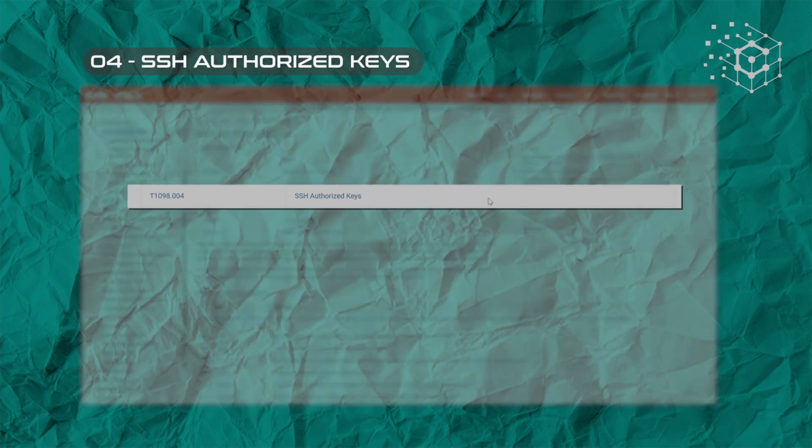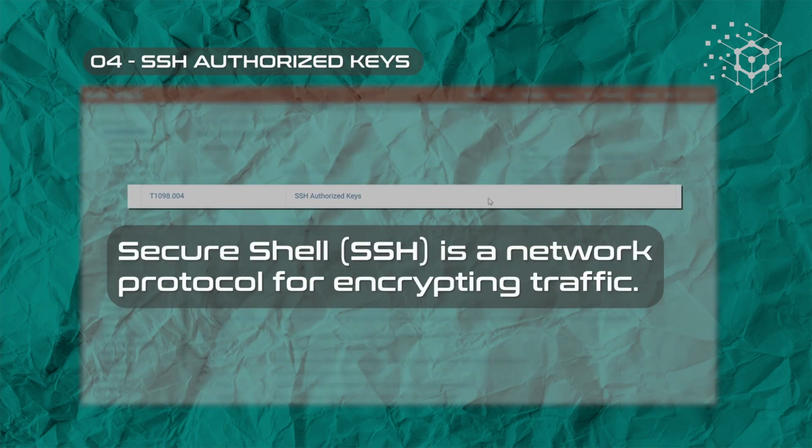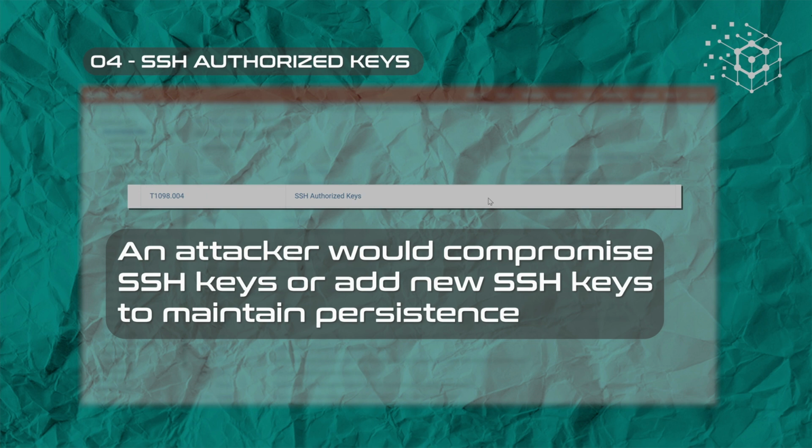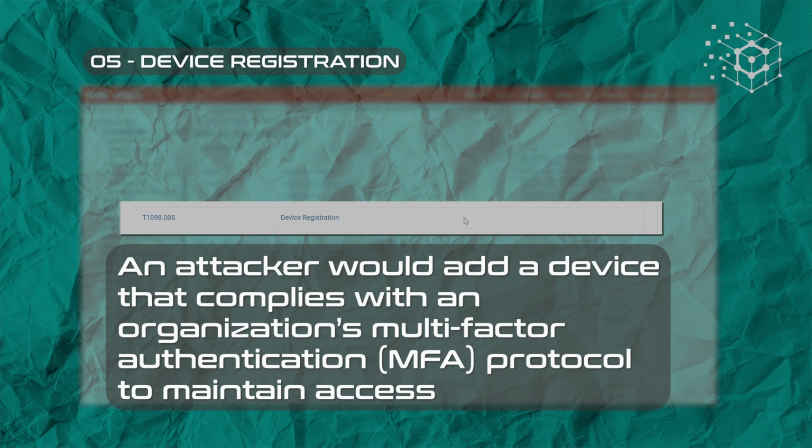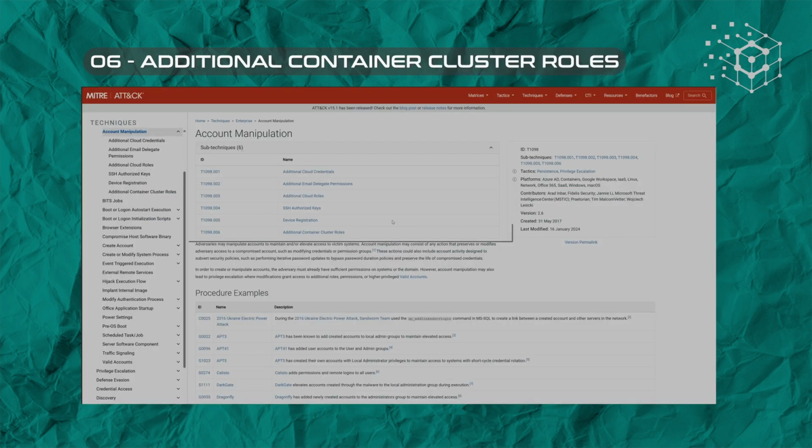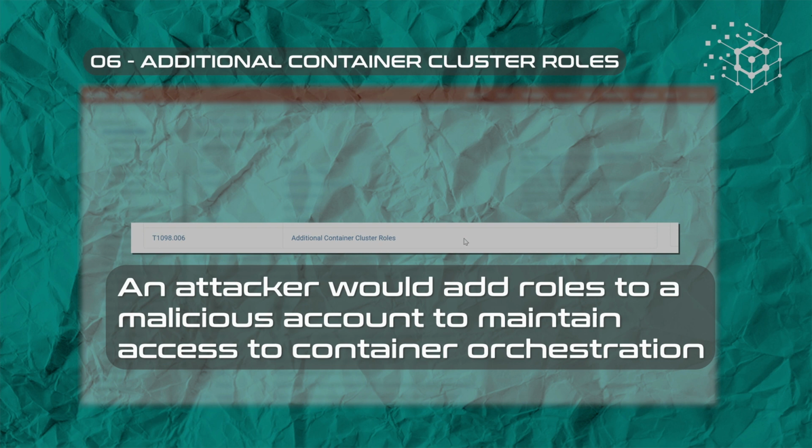4. SSH authorized keys. Secure Shell or SSH is a network protocol used for encrypting network traffic over unsecured networks. This sub-technique is where an attacker would either compromise legitimate SSH authorized keys or add new SSH keys to maintain persistence and have possible root access. 5. Device registration. This is where an attacker would add a device to comply with an organization's multi-factor authentication protocol and help maintain access. 6. Additional container cluster roles. This is where an adversary may add additional roles or permissions to a malicious account to maintain persistent access to a container orchestration system.